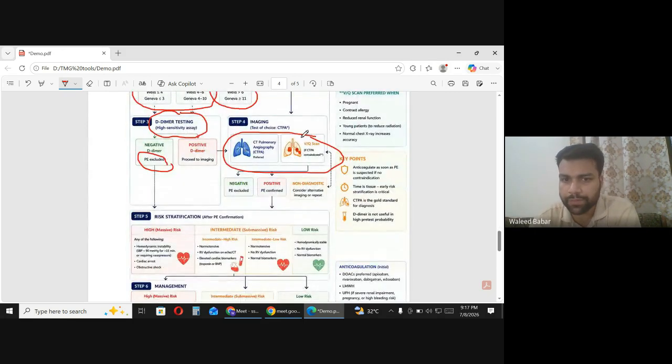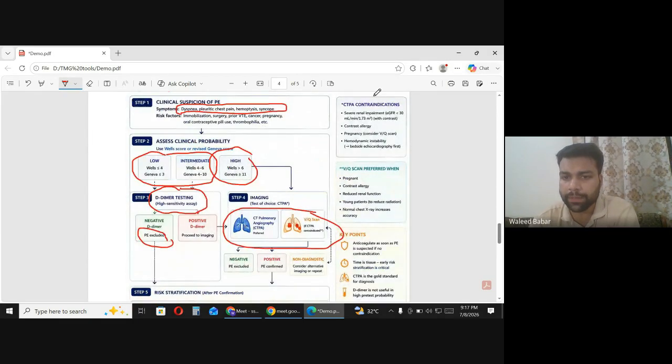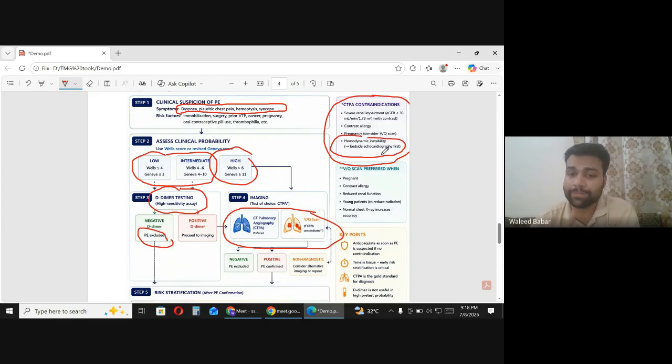Out of V/Q scan and CT pulmonary angiogram, the gold standard is CT pulmonary angiogram. But there are some contraindications to CT pulmonary angiogram. For example, if the patient has CKD, contrast allergy, or pregnancy, we will not perform CT pulmonary angiogram. In that case, we will perform V/Q scan. And if the patient is hemodynamically unstable, like in our question above, we will perform echocardiography directly to save our time, and administer the thrombolytic therapy if the patient has massive pulmonary embolism.